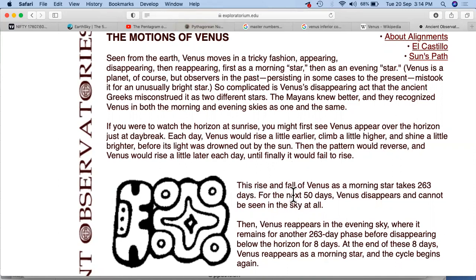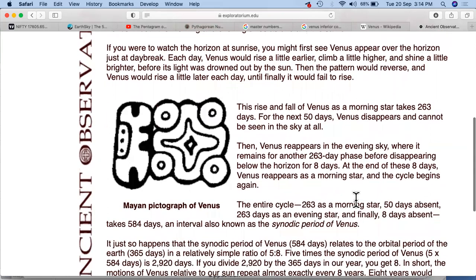This rise and fall of Venus as a morning star takes 263 days. For the next 50 days, Venus disappears and cannot be seen in the sky at all. So for 50 days, Venus disappears. Let's continue to see what happens. Then Venus reappears in the evening sky, where it remains for another 263 days before disappearing below the horizon for 8 days.